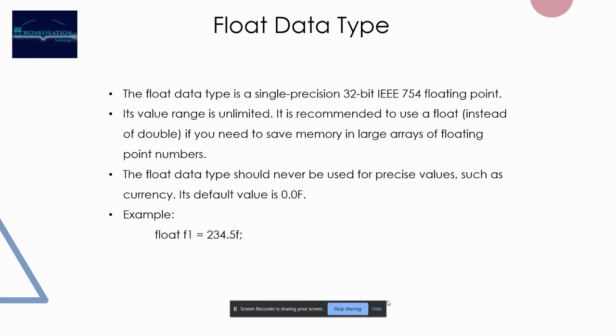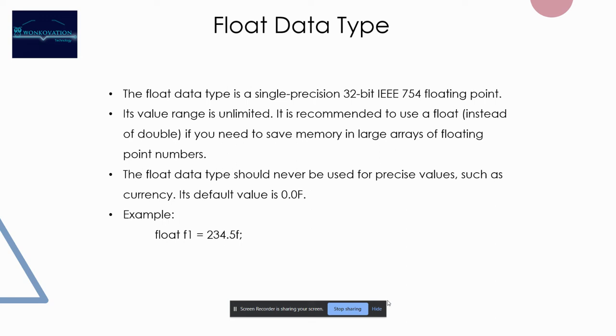Now, float data type. The float data type is a single precision 32-bit floating point. Floating point shows that we can store decimal values in float data type. The range of float is unlimited. It is recommended to use float instead of double if you need to save memory in large arrays of floating point numbers. Yeah, we can also use short instead of int if we need to save memory. Likewise, we can use float instead of double to save memory in large arrays of floating point numbers.